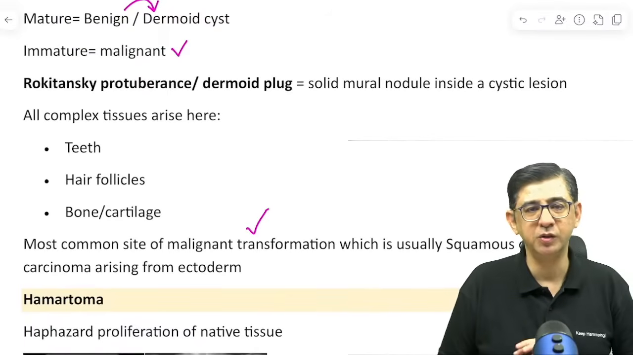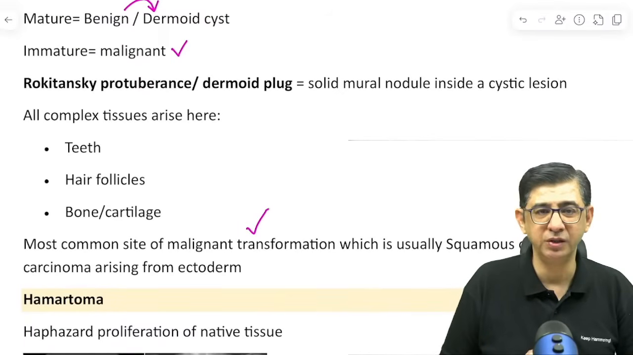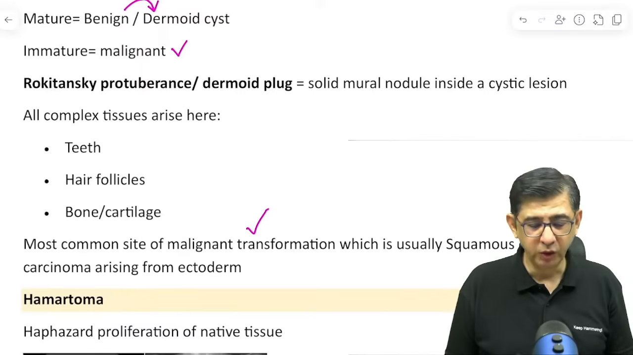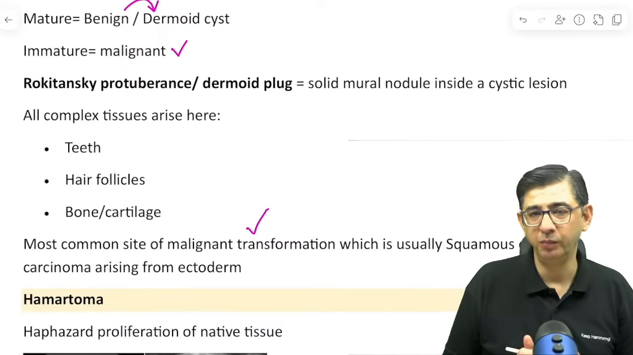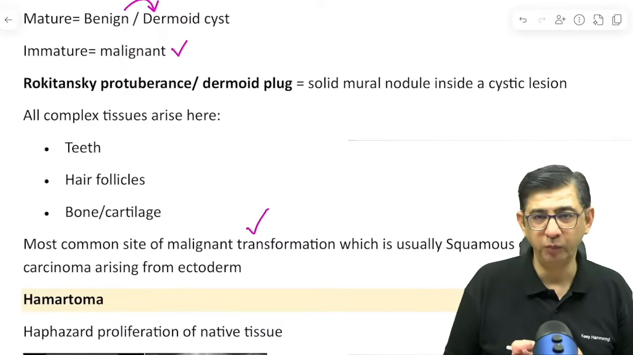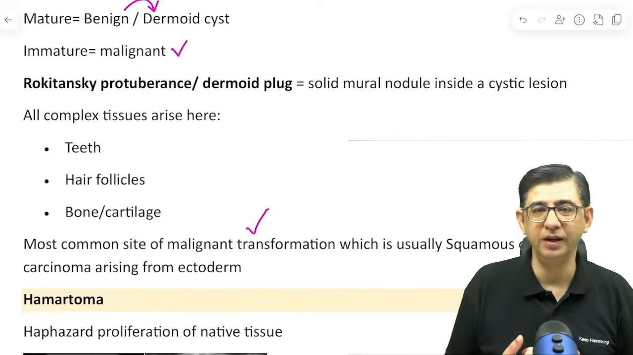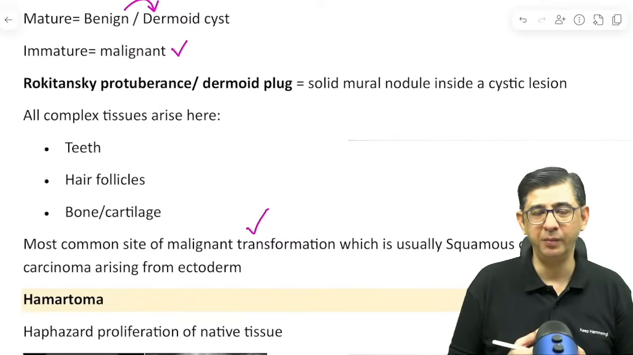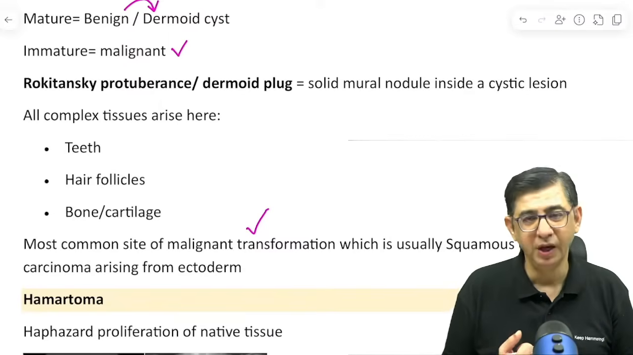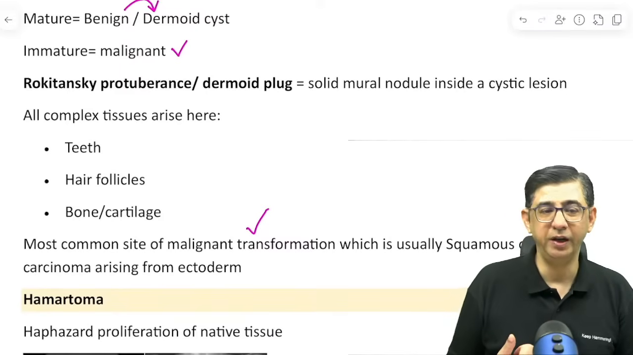And which cancer will arise in it? It would usually be squamous cell cancer arising from the ectoderm. The message is it can be benign, it can be malignant as well. The tumor would be originating from the Rokitansky nodule. That's what the pathologist is interested in, basically. Why do we send a specimen to a pathologist? It is to differentiate between the benign and the malignant one.